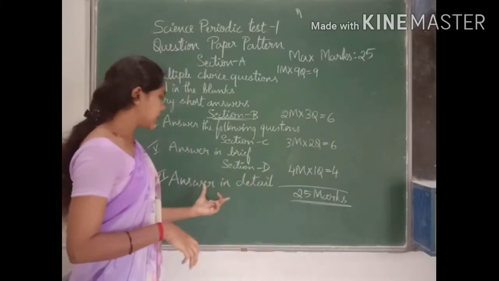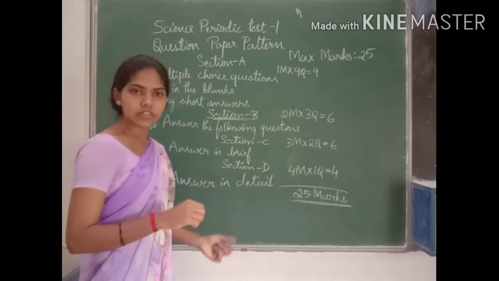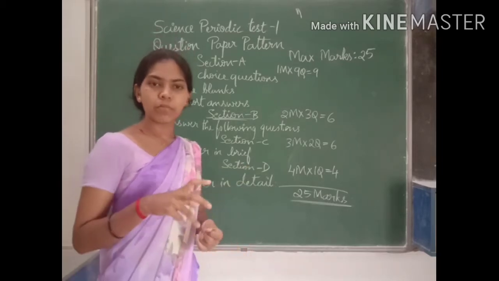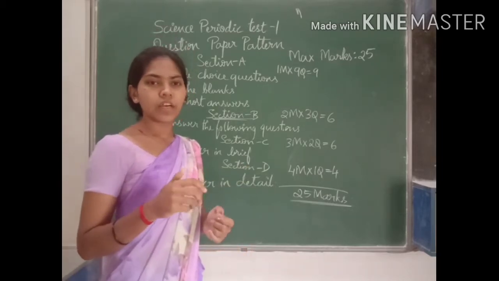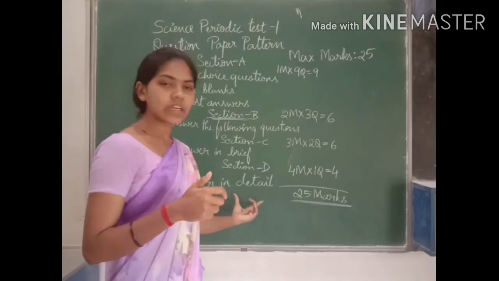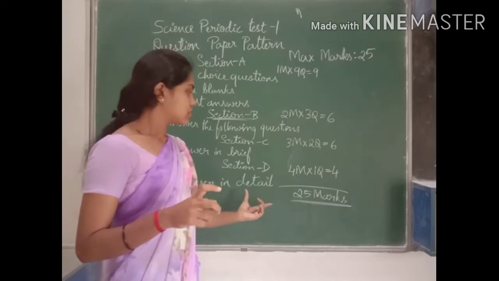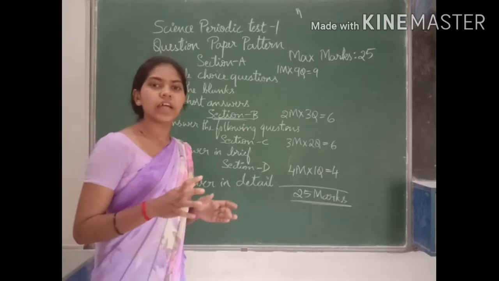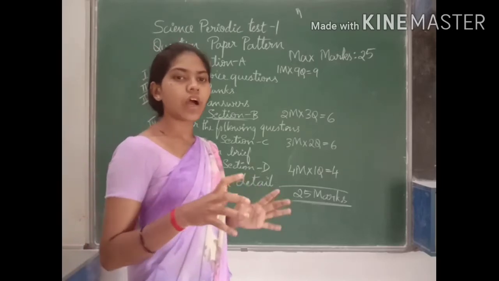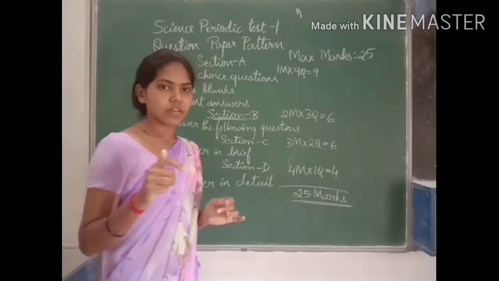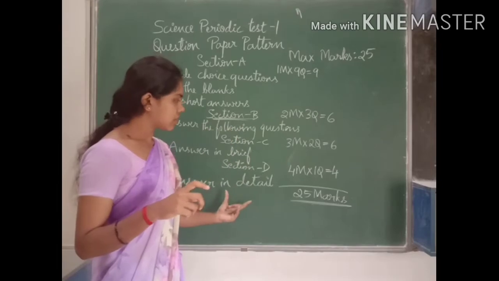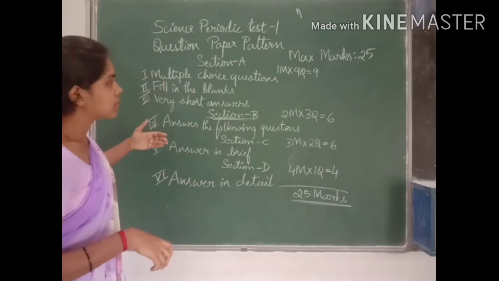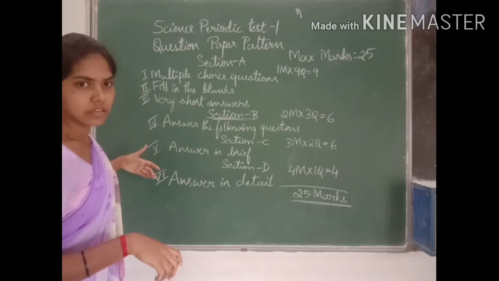Then section D carries 4 mark questions. We may ask any diagrams, or solving problems, or any answer in detail question. You have to write at least 4 points, and if they ask any diagrams and all, you have to draw and label the parts. So follow this pattern. This is how the question paper is.